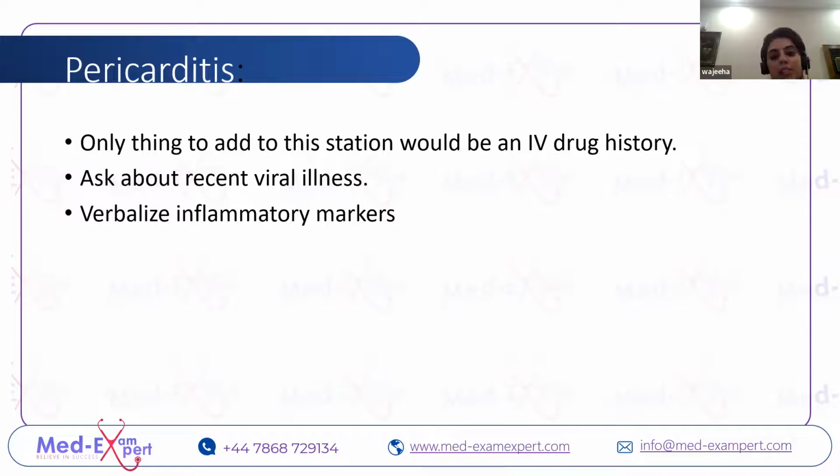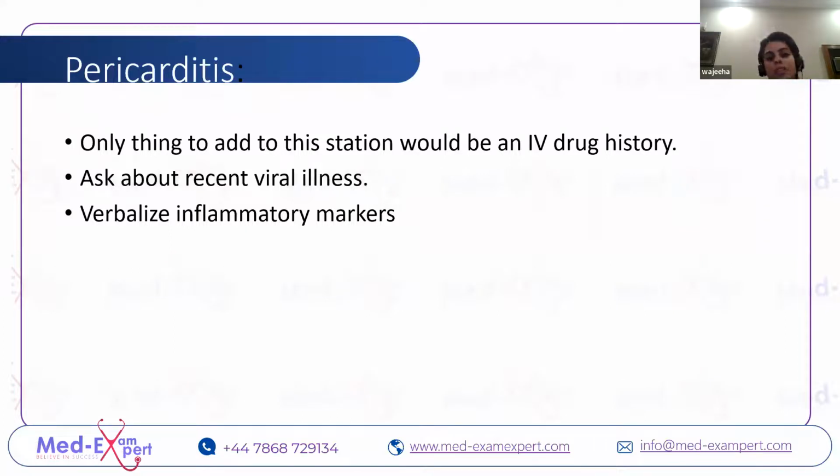Pericarditis, musculoskeletal pain, ACS, pulmonary embolism, right? Transgender chest pain, and there's a new station, chest pain after mastectomy, right? There are all other stations as well, but you need to follow a structure. If you follow your structure, if you generalize your station, that will make your life easier, right?